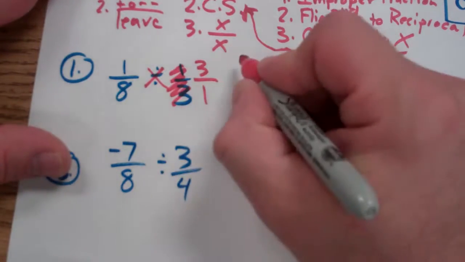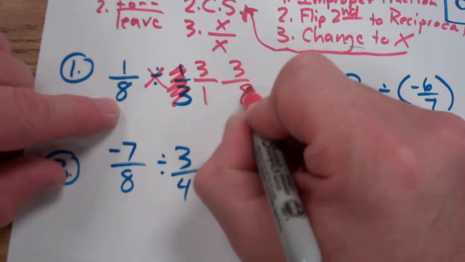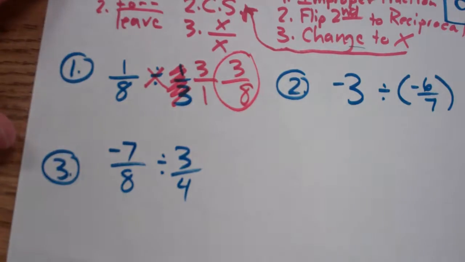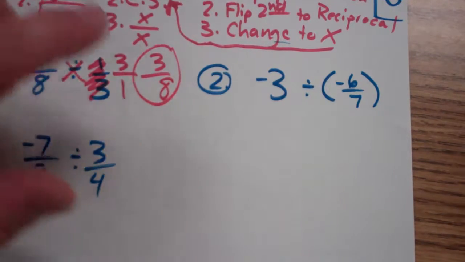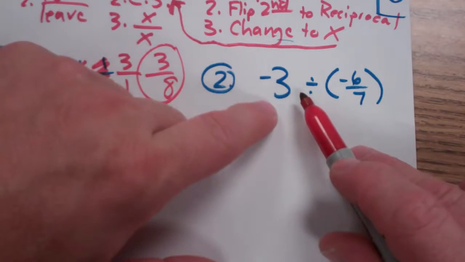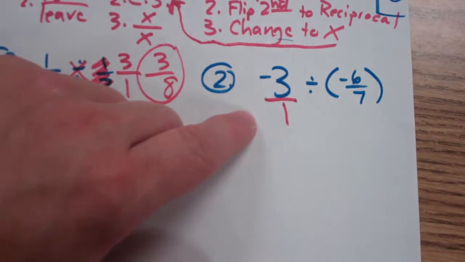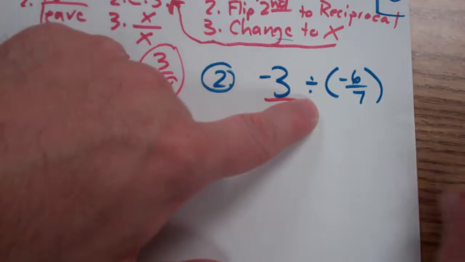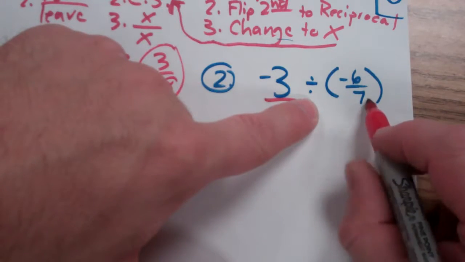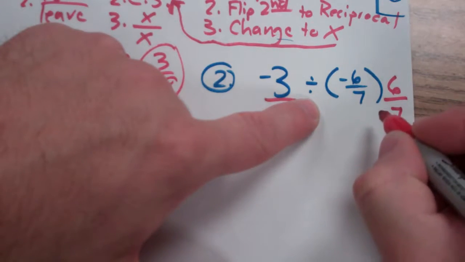So we multiply the tops. 1 times 3 is 3. 8 times 1 is 8. And we get 3/8. Number 2. This one I'm going to need to write as an improper fraction because it's more than 1. Some people struggle with how to write -3 as an improper fraction. We simply write it over 1. -3 over 1 divided by -6/7. I'm going to flip the second one to its reciprocal.